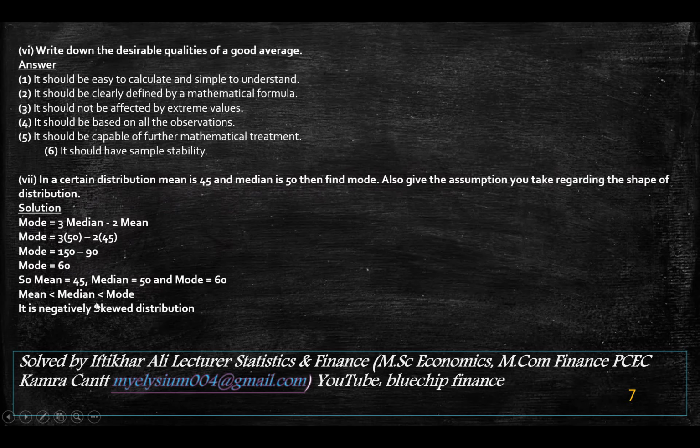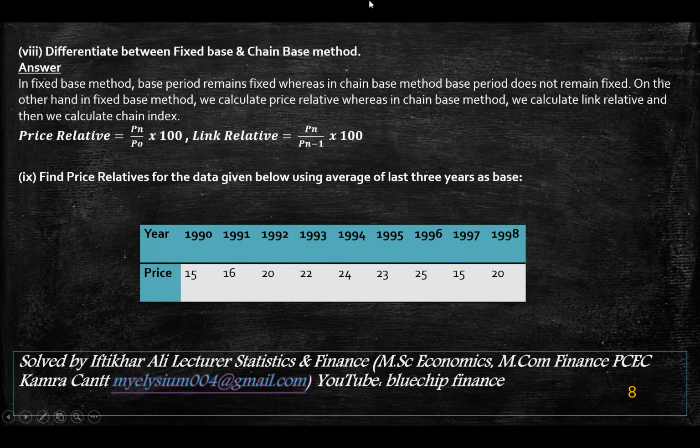When mean is less than median and median is less than mode, it is a negatively skewed distribution. Differentiate between fixed base and chain base method.